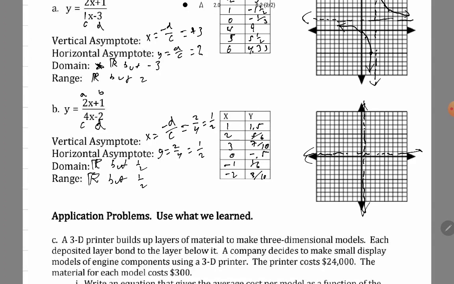So I'm going to plug in 1. I'll get 1.5, which is right here. 2 is 5/6, so a little bit below 1 there. And then 3 is 7/10. So we got this going on. And then 0 is -0.5, down here. -1 is 1/6, so barely touching there. So we're going like this. Okay.